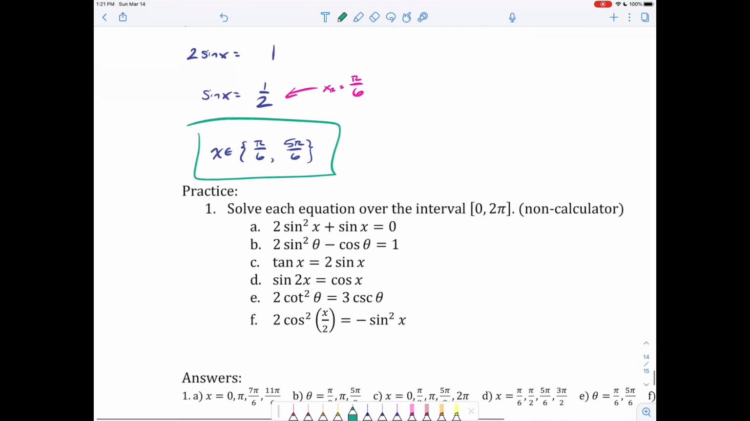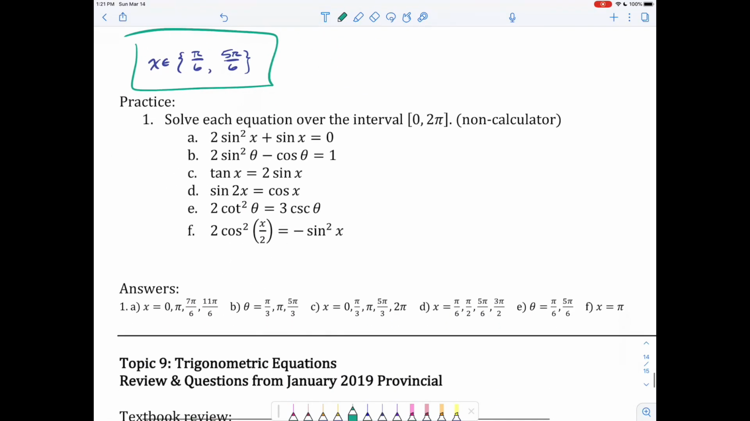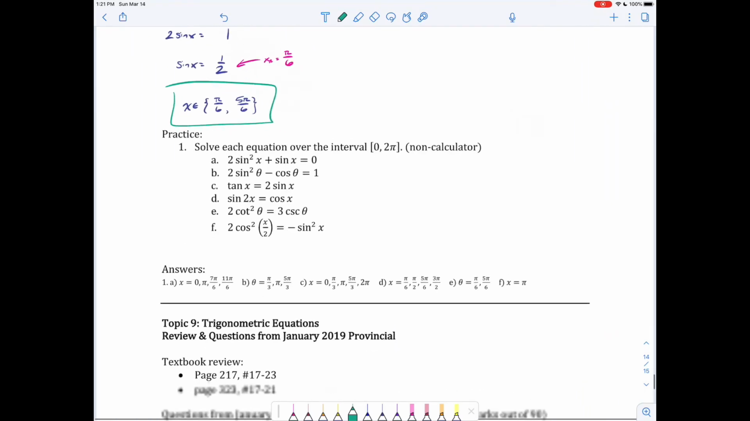There is some practice. Ooh, quite a lot. It's not a massive ton, but it should be enough for you to just get a feel for solving when you have to use factoring or identities, essentially multi-function equations. But that is the end of this whole entire topic.